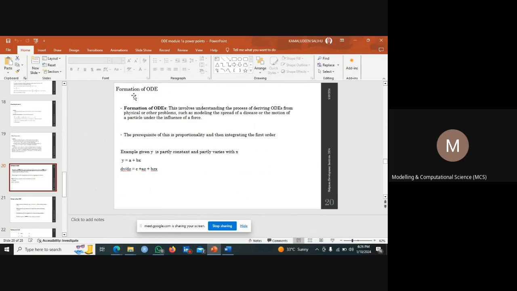So what is the formation all about? This involves understanding the process of deriving ordinary differential equations from physical or other problems, such as modeling the spread of a disease or the motion of a particle under the influence of a force. All these things can be captured, and when you capture them, you can form a differential equation with them, just like the example of music that I used the other time.